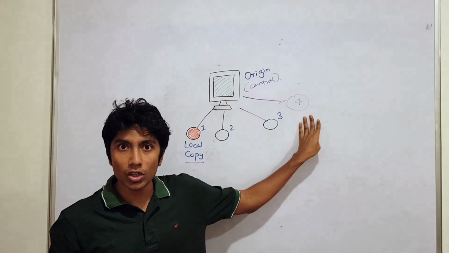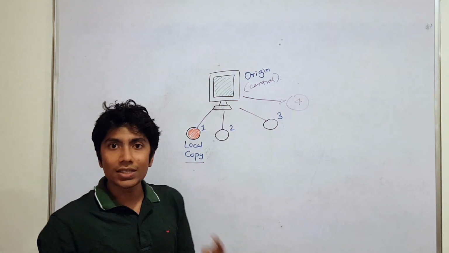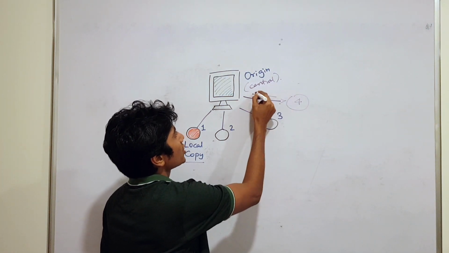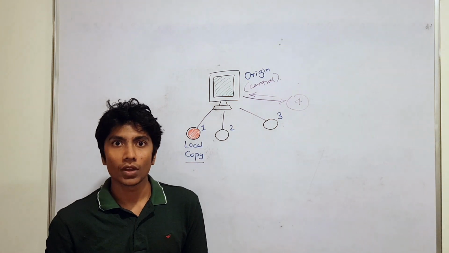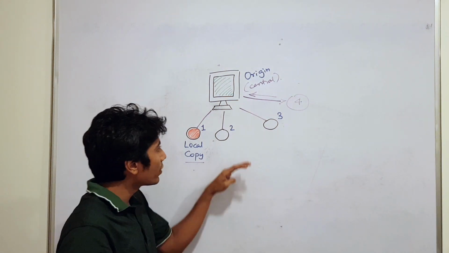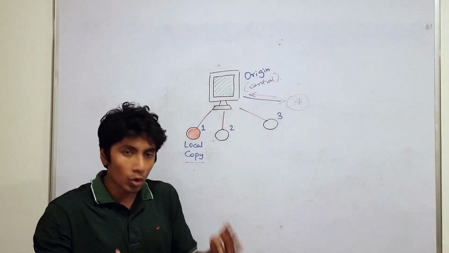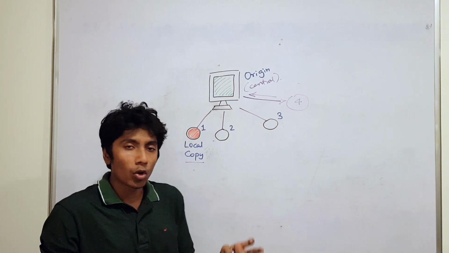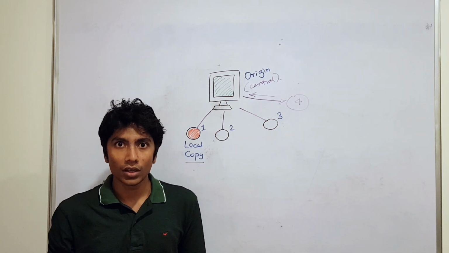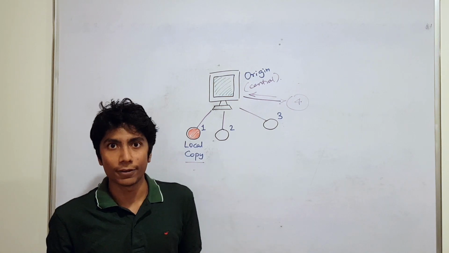They can make changes to this copy whenever they want to, and once they're done, they can send these changes to the central computer again. And so in this way, everyone is at par. Everyone knows what the other person is doing, and their code is not outdated. That's the main reason why we have Git.